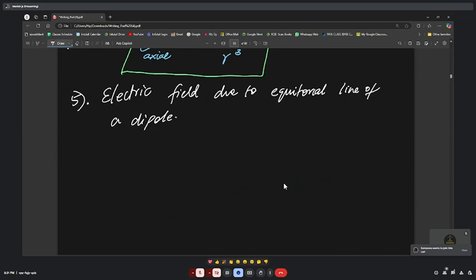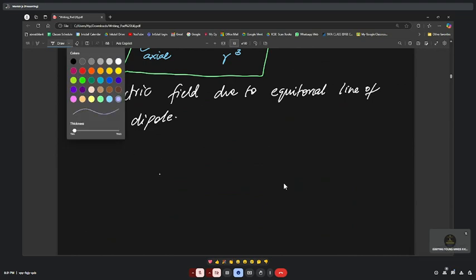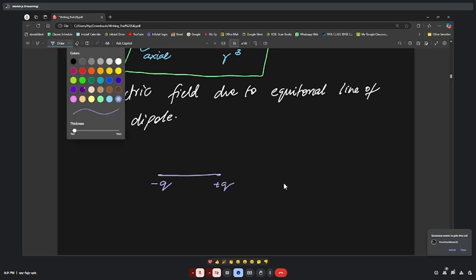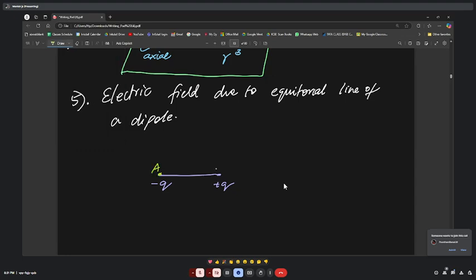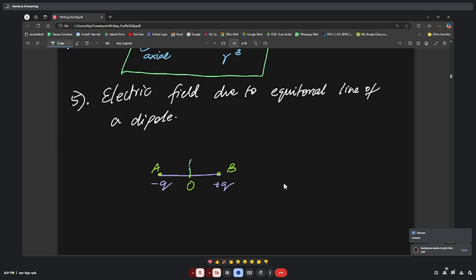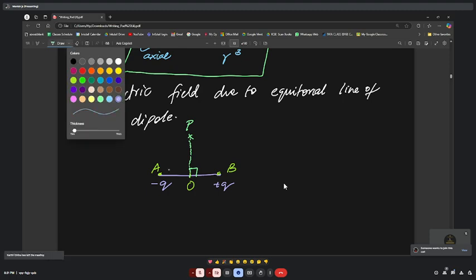So when I say equatorial line, again, you will take the dipole first, mark the dipole, show the dipole: negative charge, then a positive charge, like this, and place them at two points. Let's call them A and B, and the midpoint of this dipole you can call O. Now we are locating a point P from the perpendicular center of the dipole axis. This is called the equatorial point, which is a straight line from the center O.